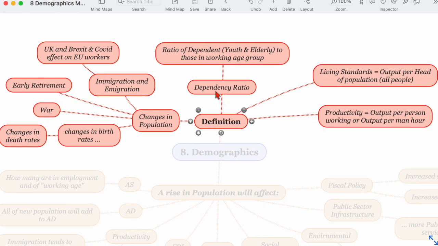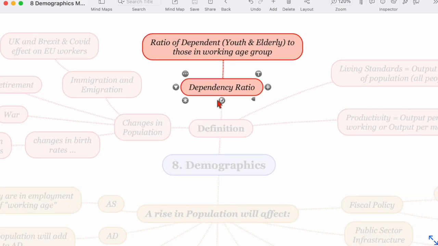But one of the key things to talk about is the dependency ratio, which is the youth and the elderly, that is those who are not working, to those in the working age group. Because if you have a rise in those who aren't working and a rise in those who live longer, they're going to be dependent on the working group, and that's going to cause problems later on. So that's where we get our pension crisis from. It's not just about the number of people, it's about which category they go into.